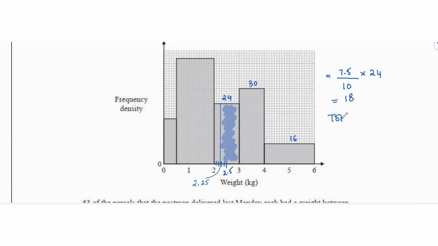So total parcels for greater than 2.25 kg is going to be 18 plus 30 plus 16. That's 64. And the total number of parcels we found to be was 142.